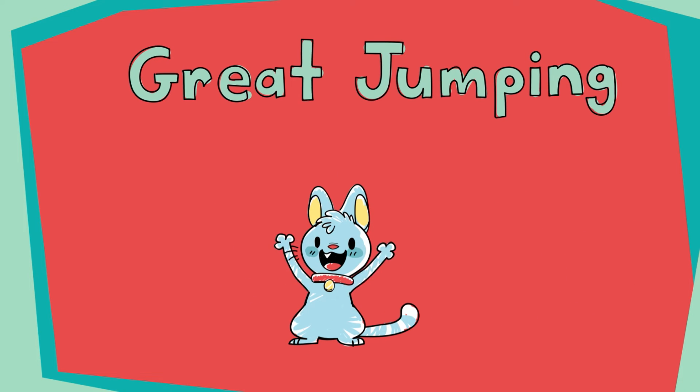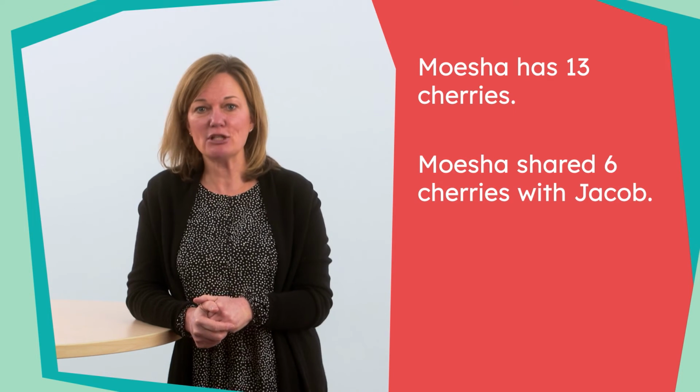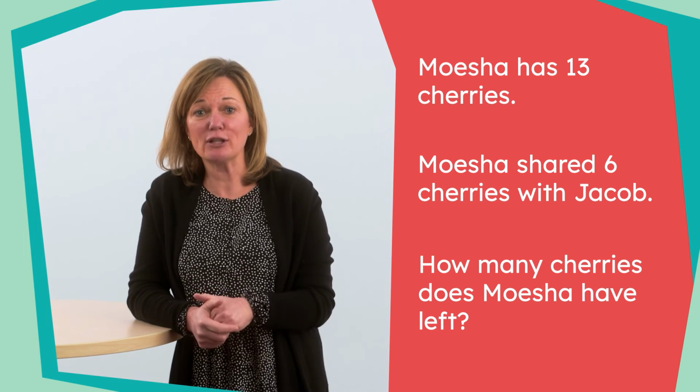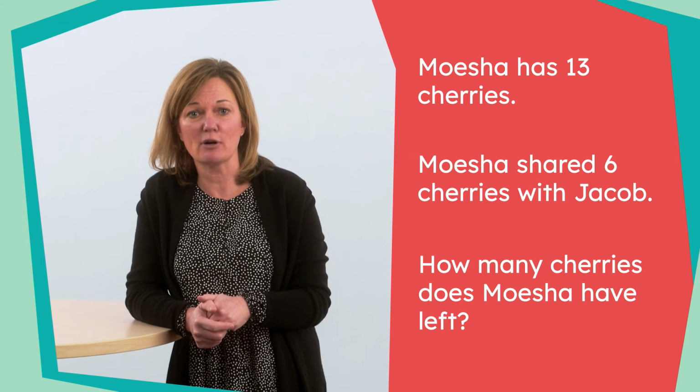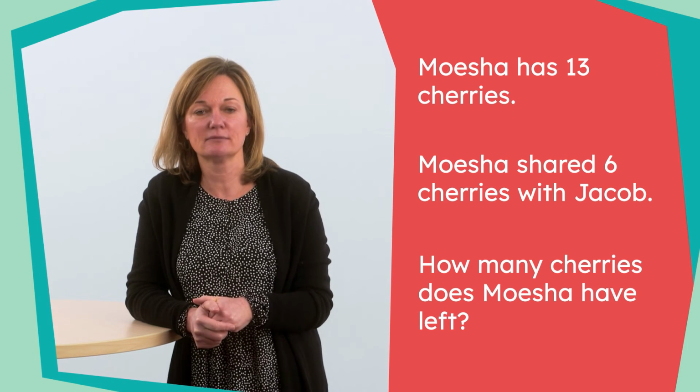Are you ready to solve this story another way? I know I am. Remember, our math story was Moesha had 13 cherries. She shared 6 cherries with Jacob. How many cherries does she have left? Splat and I are going to show you another way to solve this story problem other than with a 10 frame. Splat says we can draw a picture to help us solve.